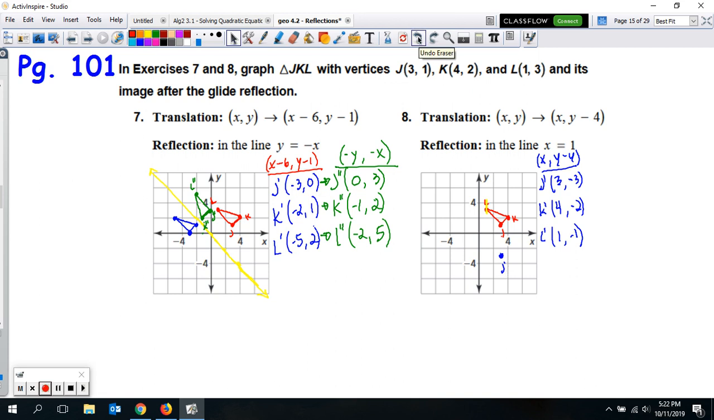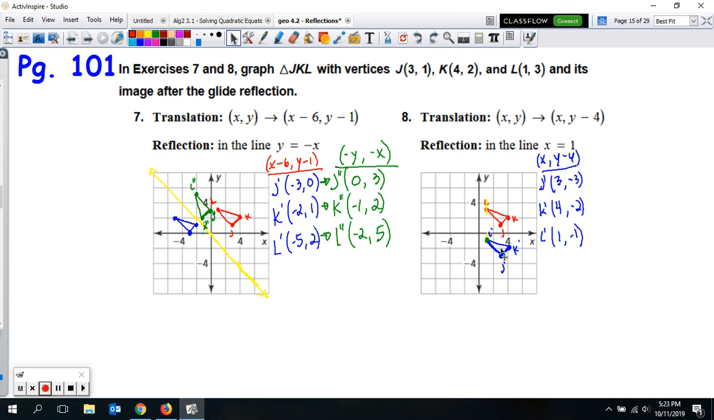And then 4, so it's right 4, and then down 2 for K prime. Right 1, down 1 for the L prime. And let's go ahead and connect the dots. Make our triangle down there. So you can see how it just shifted down, or moved down 4 units, for the translation.